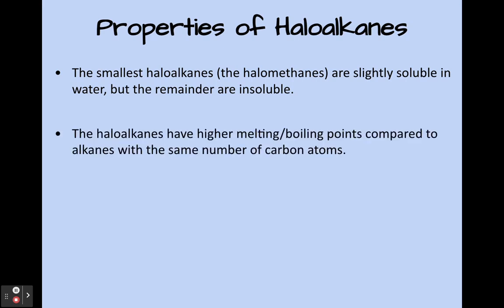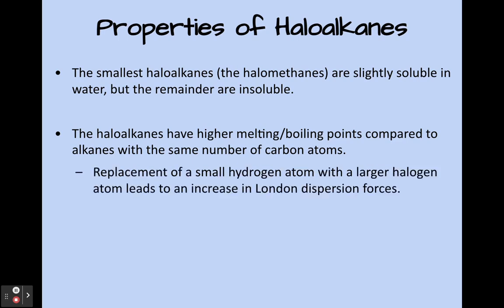They have a higher melting or boiling point compared to the alkane with the same number of carbon atoms. And the reason for that is, essentially what you do to create a haloalkane is you remove a hydrogen and you add a halogen, right? And the halogen atoms are much bigger than the hydrogen atoms. And so that larger atom with more electrons means an increase in London dispersion forces and therefore a slight increase in the melting and boiling points.